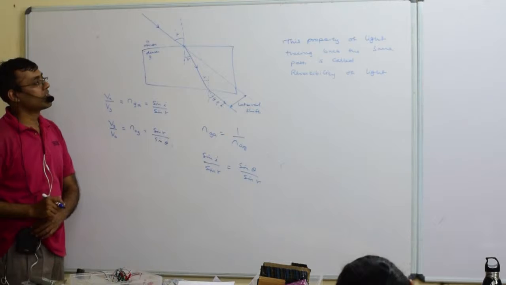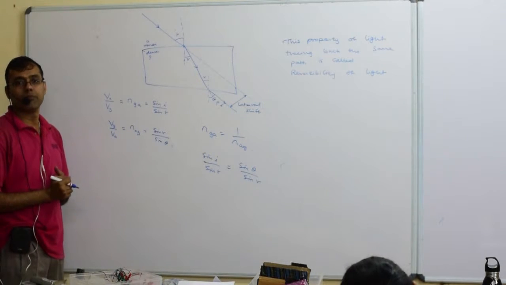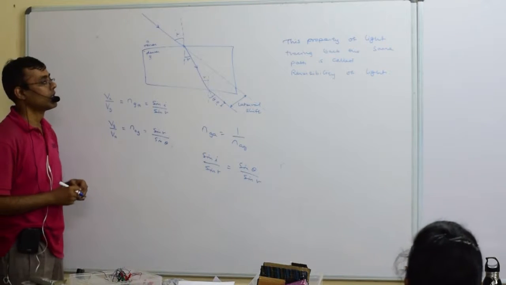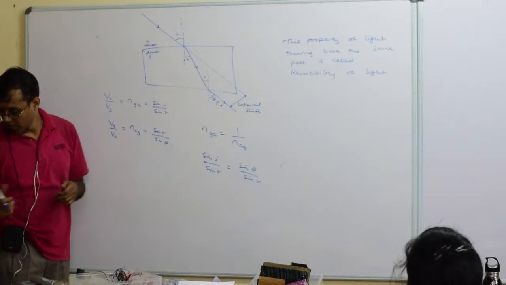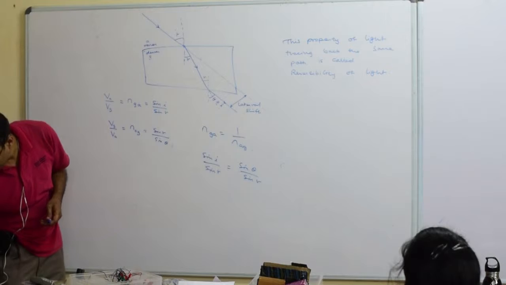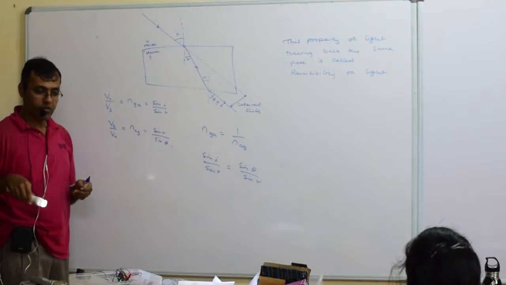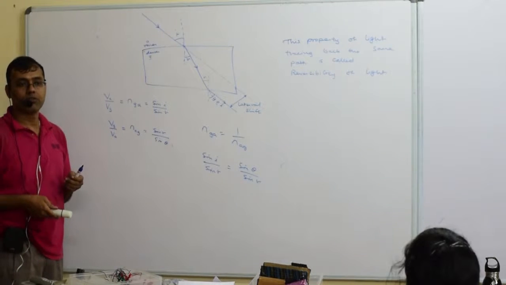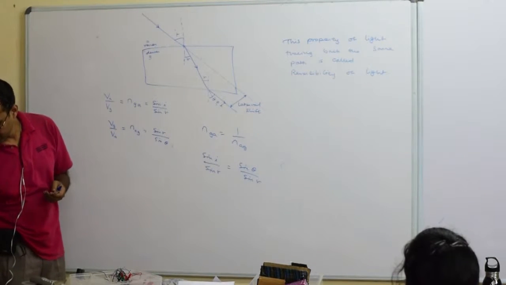So the best way to do these kind of experiments is laser, because laser is very powerful and you can see the ray. If you use some torchlight kind of things, it's not very powerful, right? You will not be able to do these kind of experiments. So you need to have a laser.